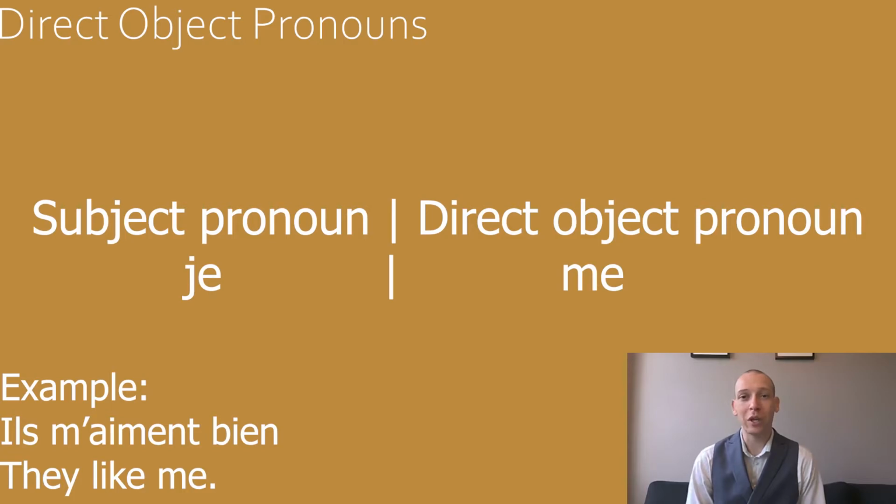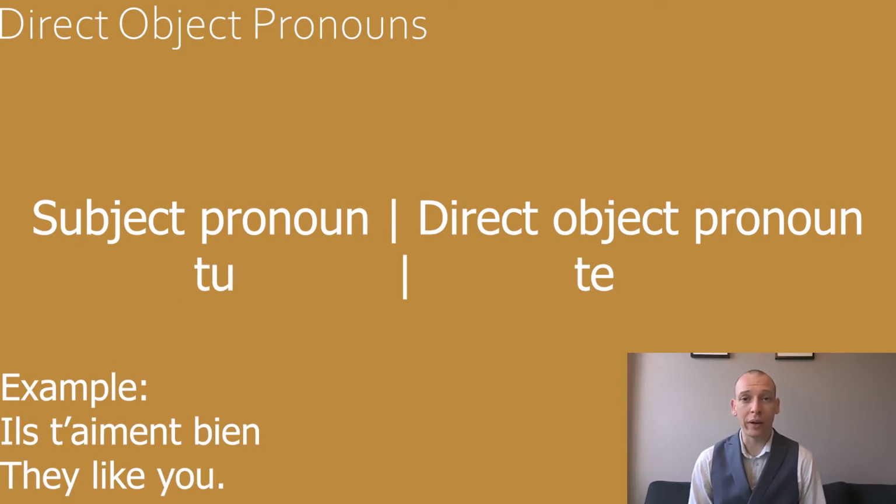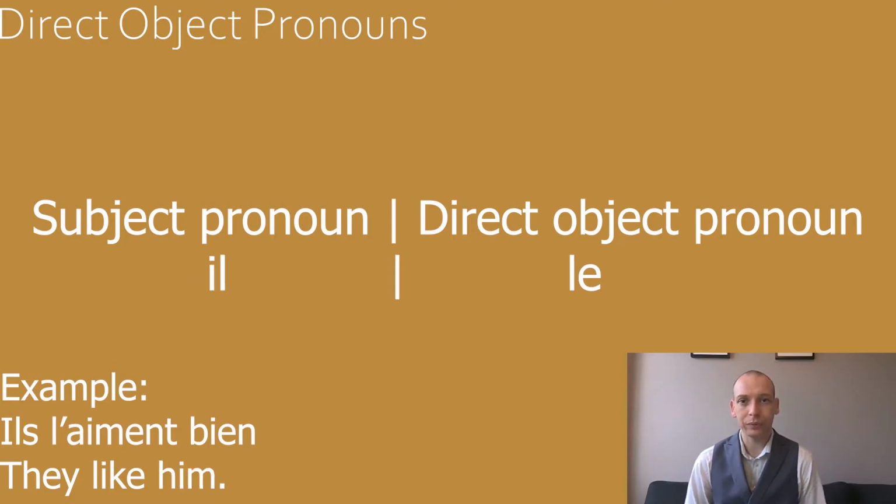The direct object pronoun for je is me. For example, ils m'aiment bien, they like me. You can see in this example that the me is contracted before a vowel. This also happens before a silent H. The direct object pronoun for tu is te. For example, ils t'aiment bien, they like you. The same contraction is evident here.